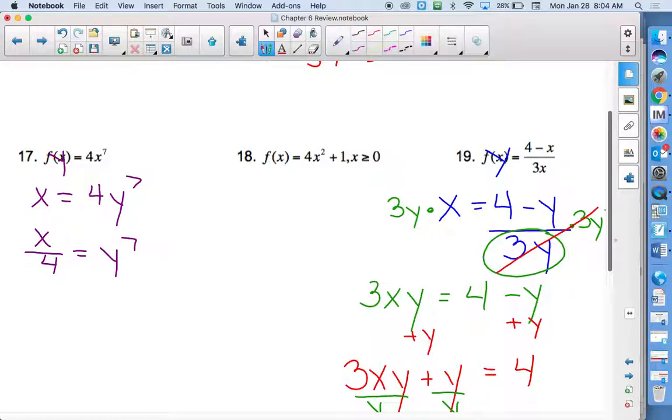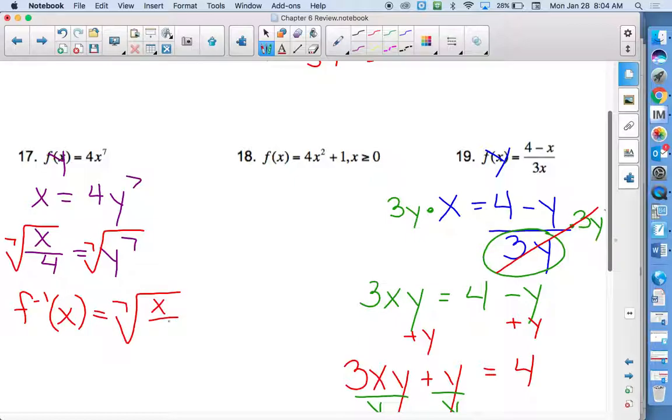And then take the 7th root. That's it. So if you have y to the 7th, the way you get rid of the power is to take that same root. Well, it's a 7th root instead of a square root or a cube root. And then write it in inverse notation. So we have the 7th root of x divided by 4, and that's it. But whatever that power is, in order to get rid of it, you have to undo it by taking the radical, whatever that radical happens to be. So if the power is 7, we need to take the 7th root. If it was a 9, we take the 9th root.